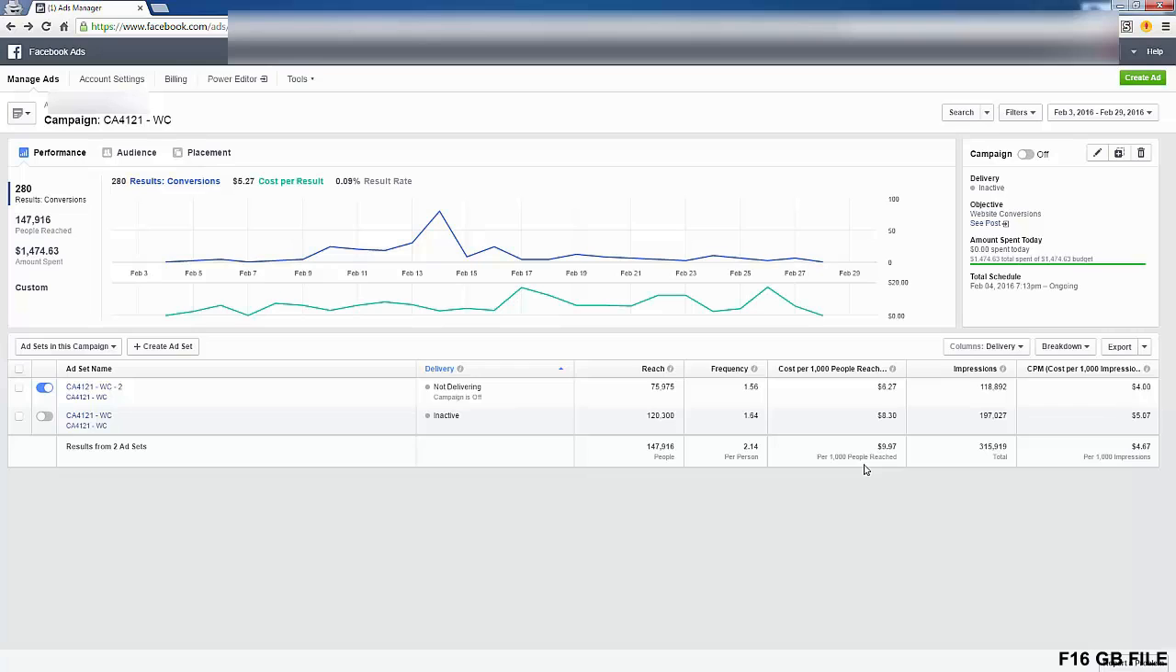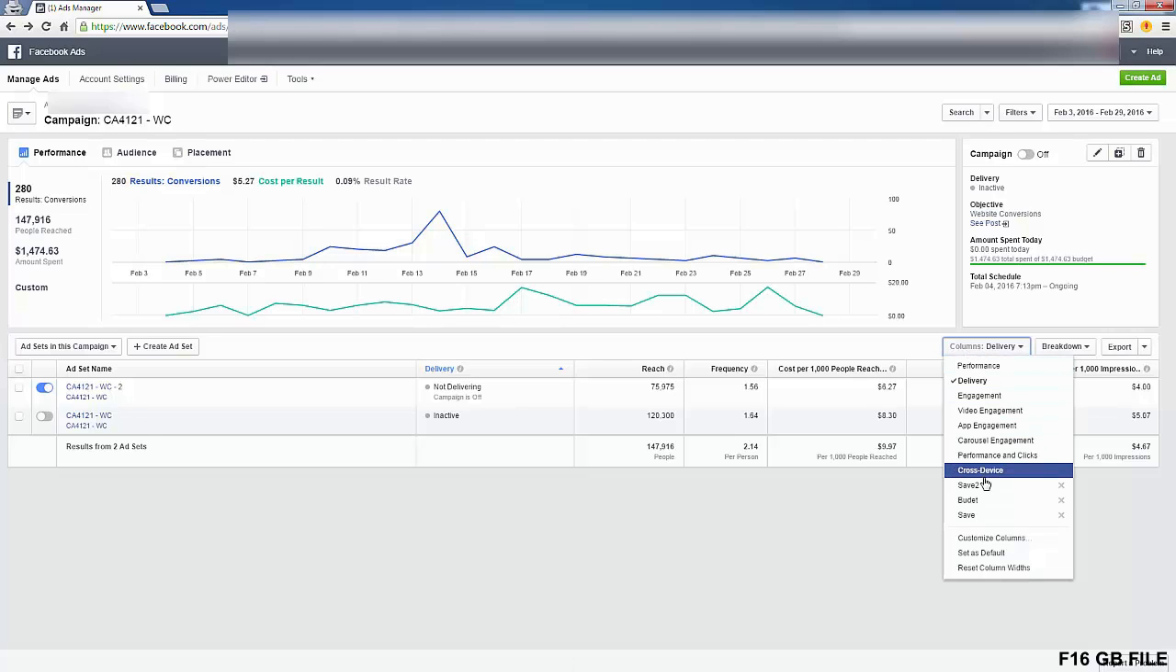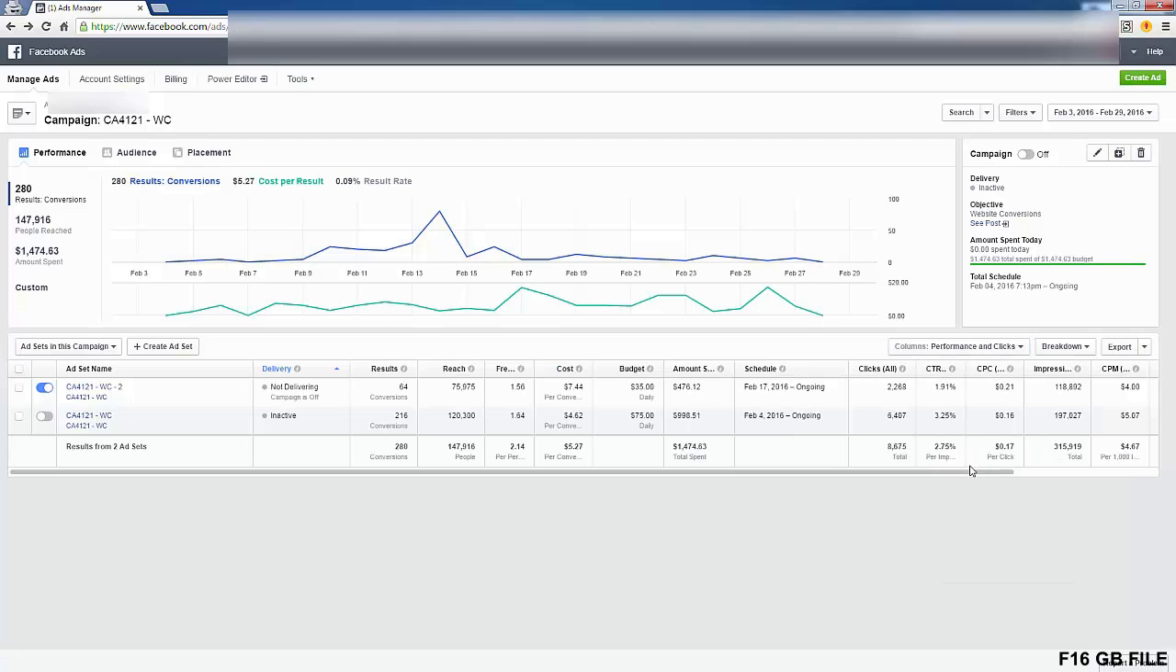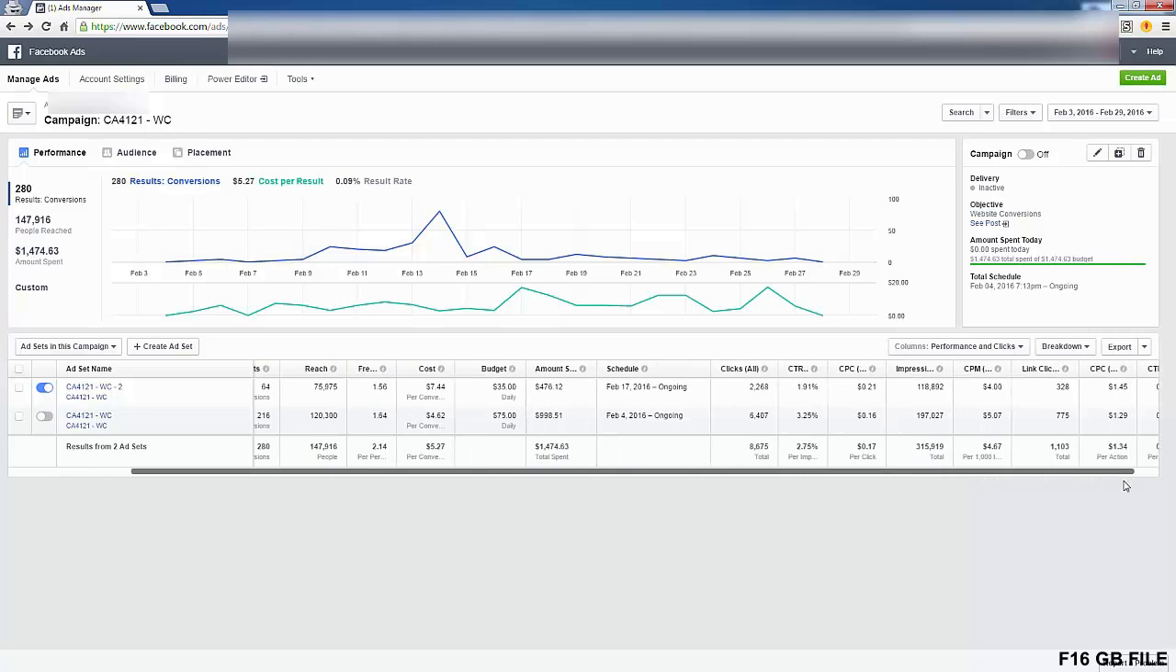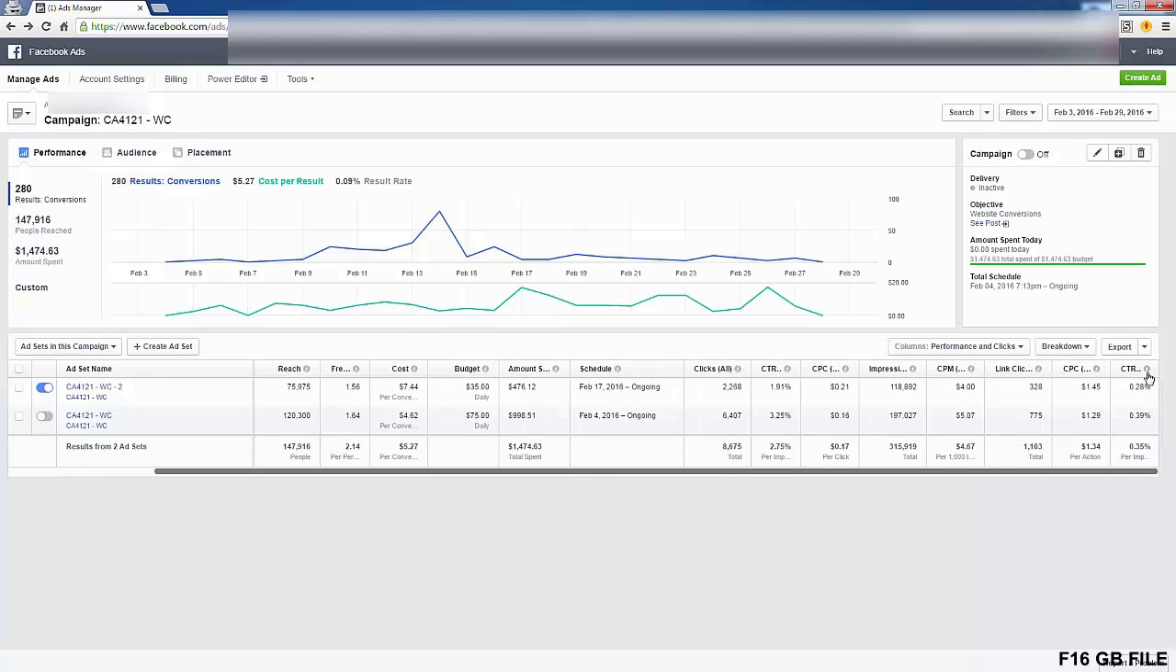Another very important metric that I look at in the beginning is going to be click-through rate. Okay, and we're going to find that over in performance and clicks. So a different column, performance and clicks. And there's a couple different CTRs here. You can see one CTR, and if you scroll all the way to the end, there's another CTR. Okay, so these are different numbers.